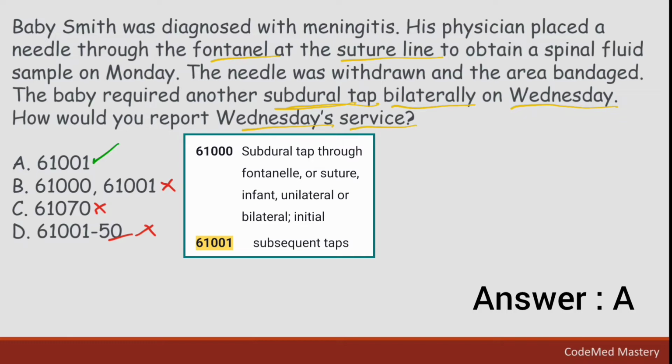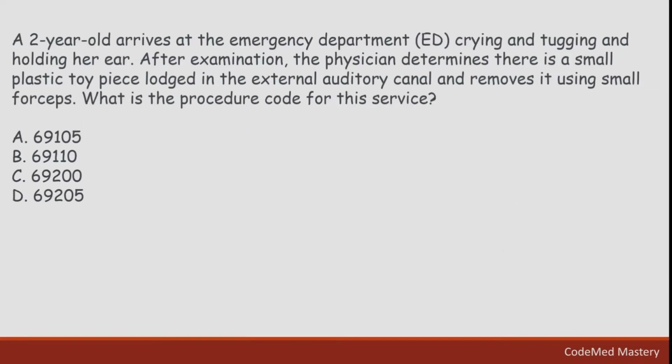Let us move on to the next question. Let us read the question. 2-year-old arrives at the emergency department crying and tugging and holding her ear. After examination, the physician determines there is a small plastic toy piece lodged in the external auditory canal and removes it using small forceps. What is the procedure code for this service? Let us check the options.